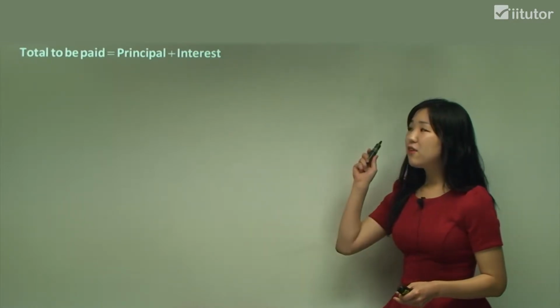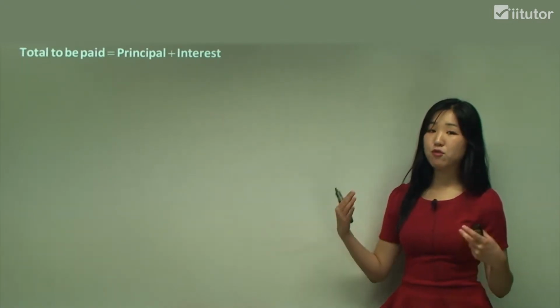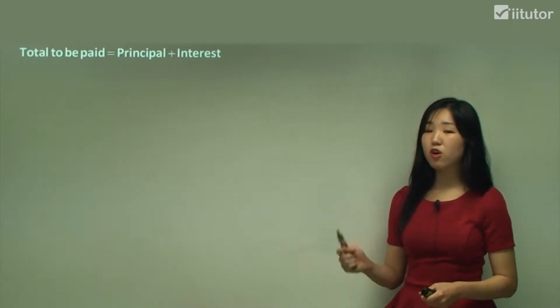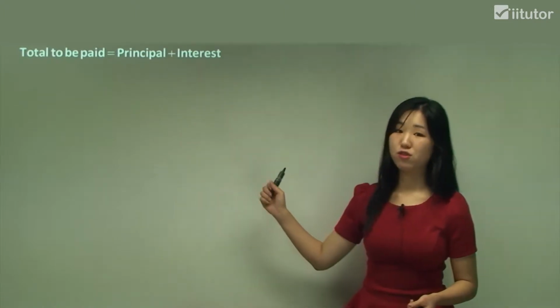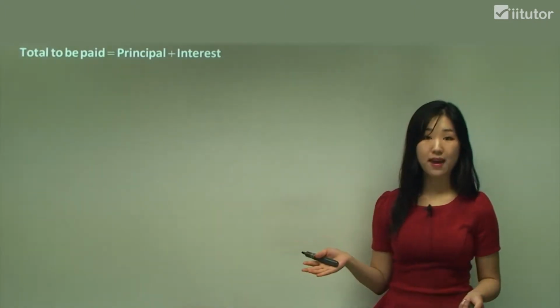So if you're asked to find the total to be repaid, the total amount that you have to repay to the bank in return is not only the interest, and it's not only just the amount you borrow, it's the amount you borrow plus the interest. So you have to add it together if the question asks you to find the total to be repaid.